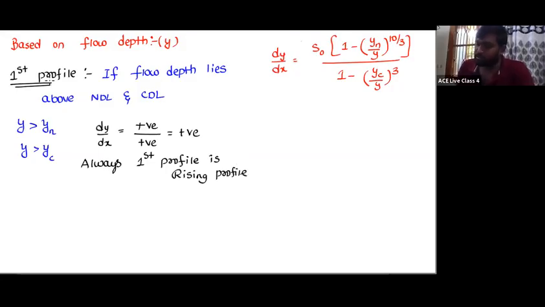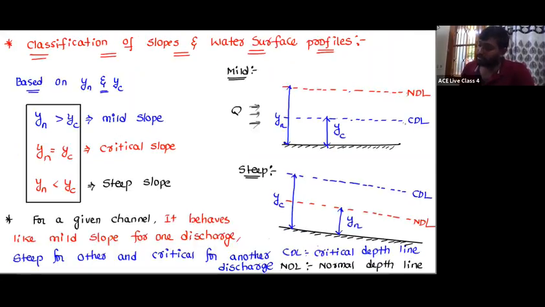Okay, so this is about the first profile. And next, coming to the second profile, water surface profile. When do you say it is the second profile? If the flow depth is going to be located between NDL and CDL.